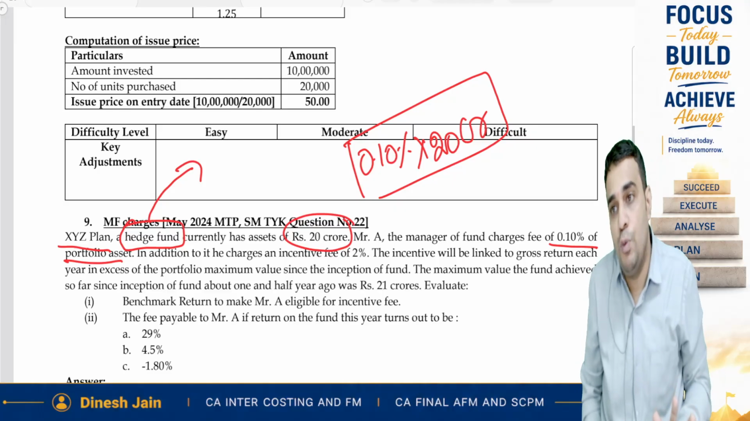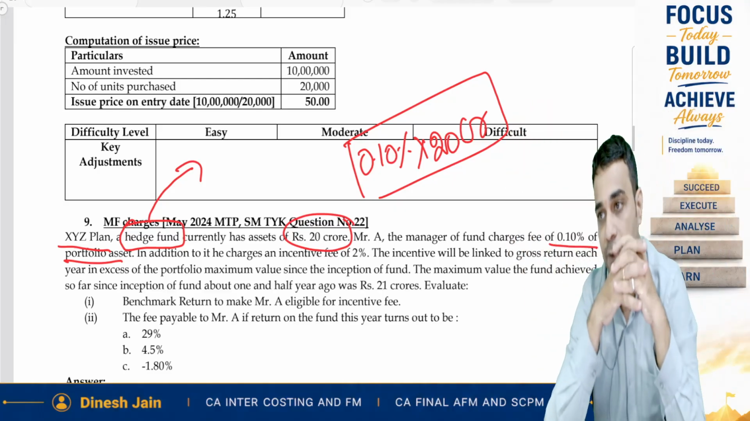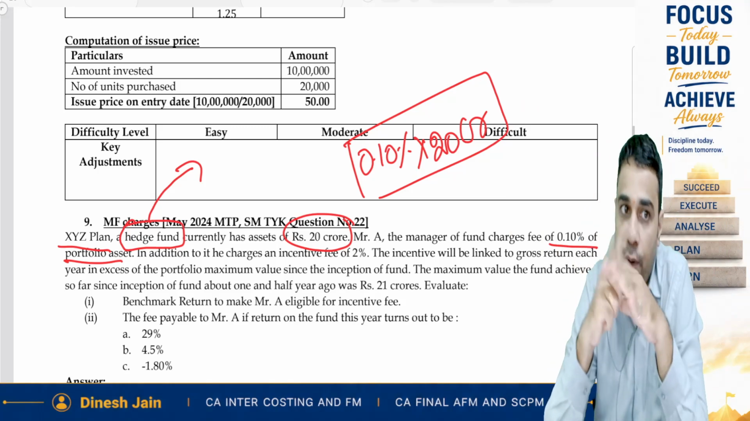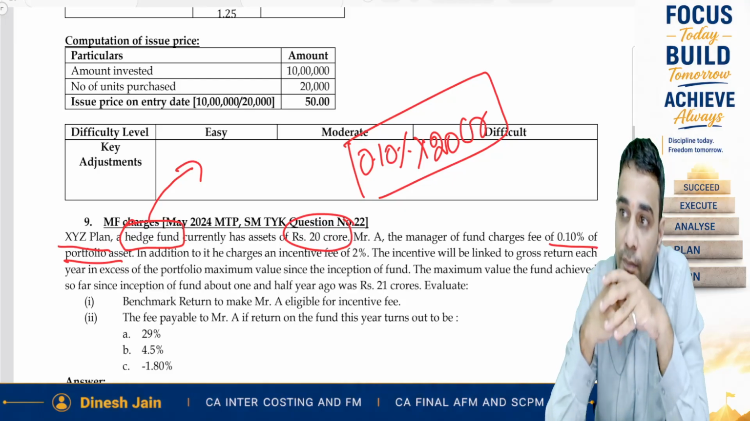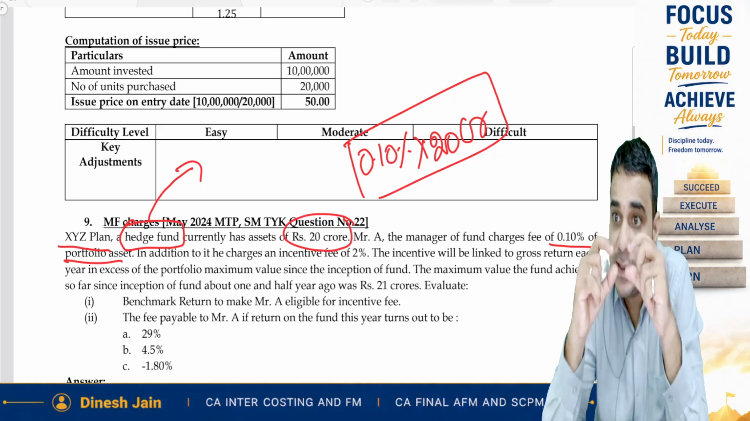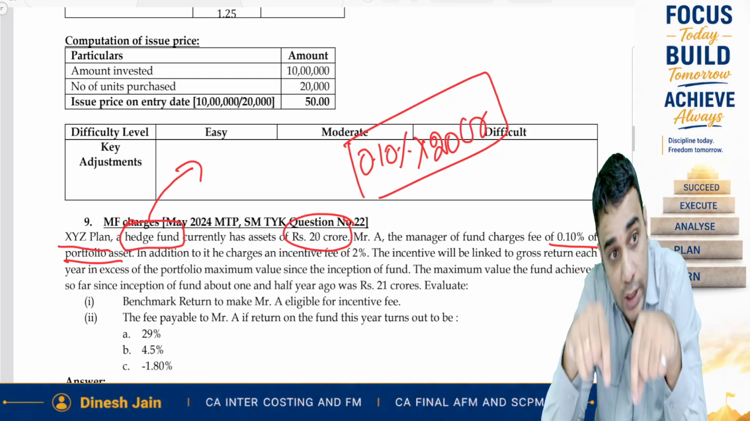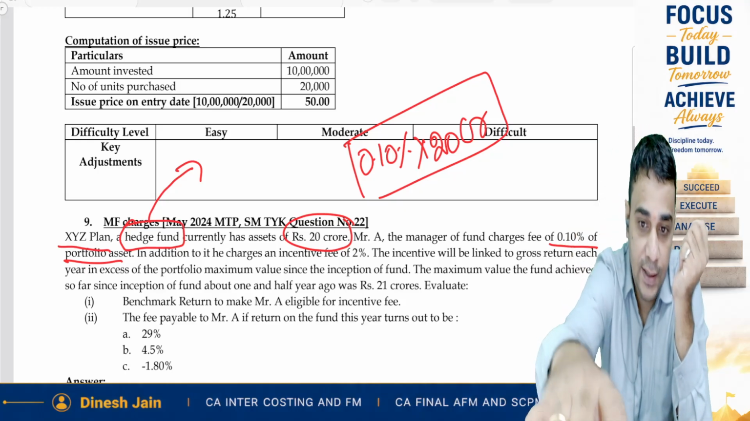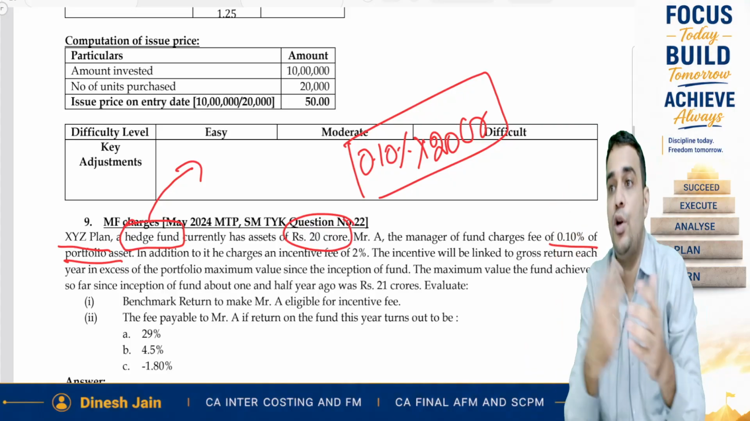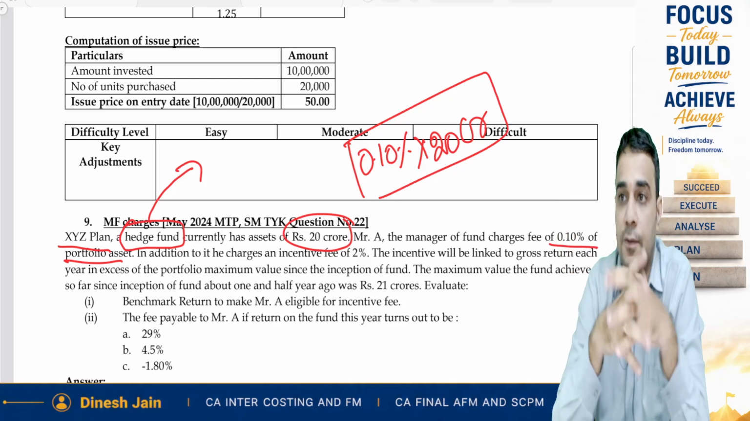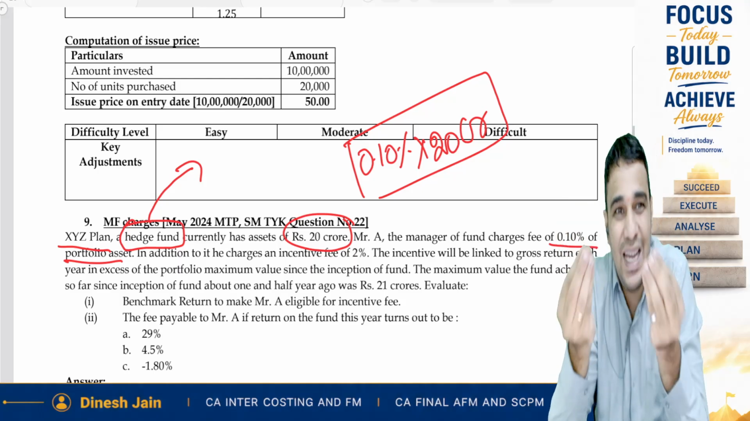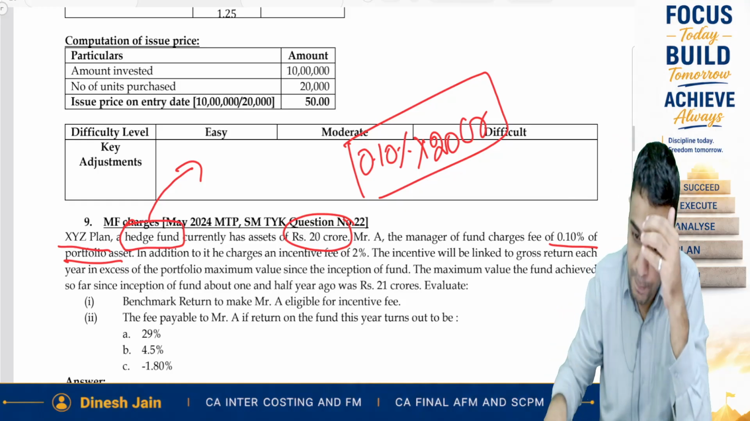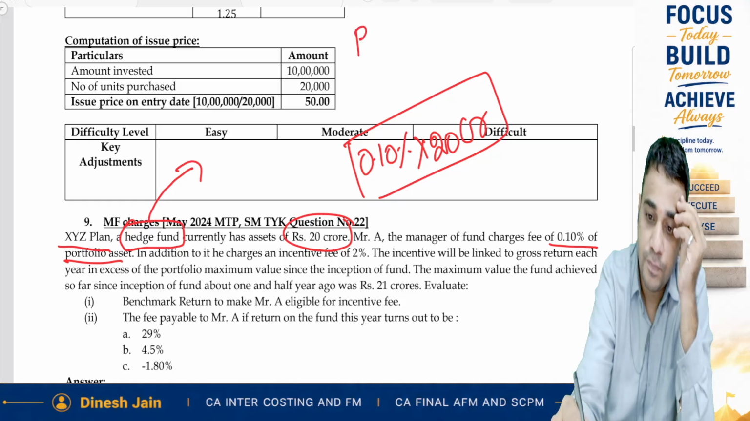Benchmark return to make Mr. A eligible for the incentive fee. Any idea what is asked here? I've explained the question. What should I do here? At the least, how much should I earn so that I'm eligible for an incentive? 20 CR, I earn 2%. 20 CR plus 2% is 20.4, no incentive. You should touch 21. Now write benchmark return equal to 21 minus 20 on 20.